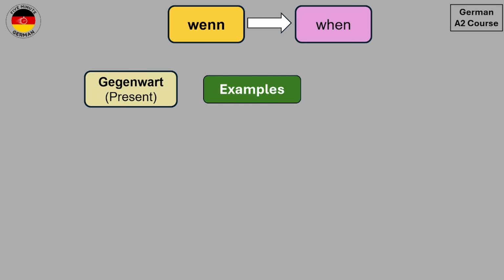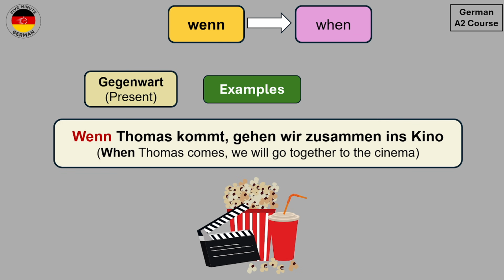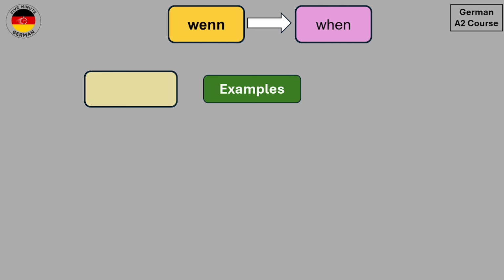Now let's take a look at another example. So I have the sentence, "Wenn Thomas kommt, gehen wir zusammen ins Kino." When Thomas comes, we will go together to the cinema. Now this can be a single event, but since it is in the present tense, that's why we have used "wenn". Now let's take a look at a few examples for the Zukunft or the future.